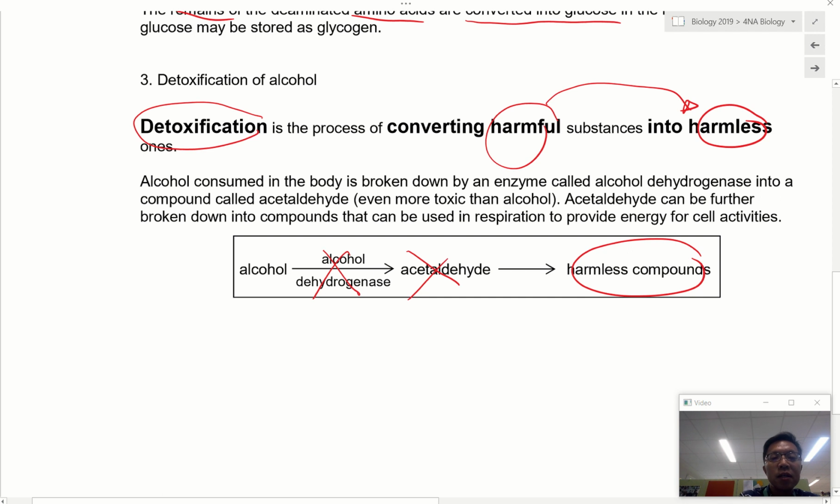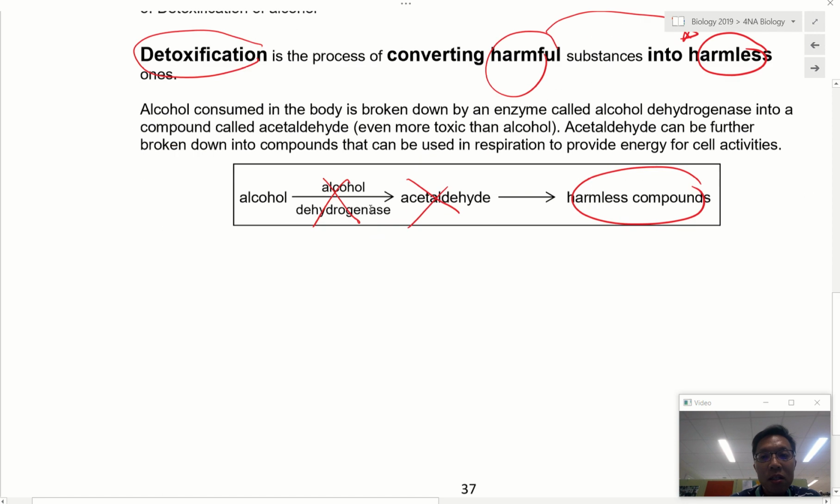All these details, if you don't want, you don't need to remember. Dehydrogenase is an enzyme that converts alcohol into acetaldehyde. It's something that you don't really need to remember. If you can just tell me that the liver detoxifies alcohol, that is good enough.